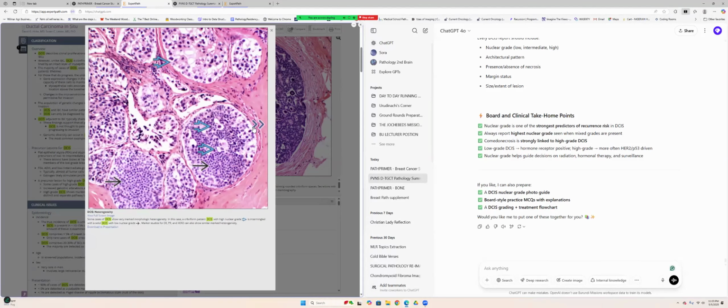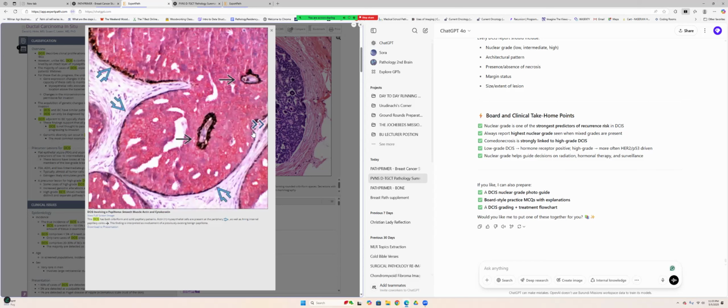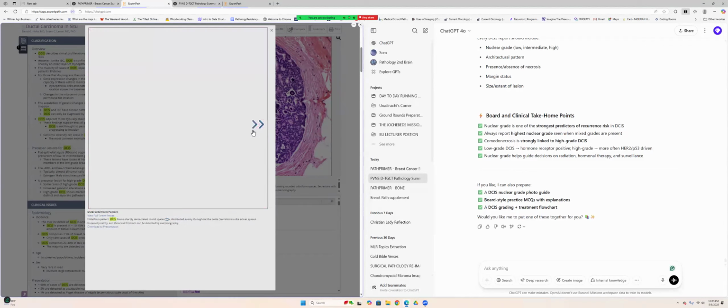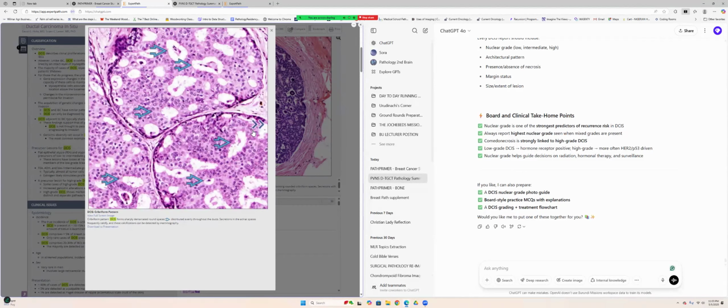DCIS heterogeneity. Uniform pattern with high nuclear grade is intermingled with solid DCIS with low nuclear grade. ER, PR had two new ways to the heterogeneity. DCIS involving the papilloma. DCIS cribriform pattern.